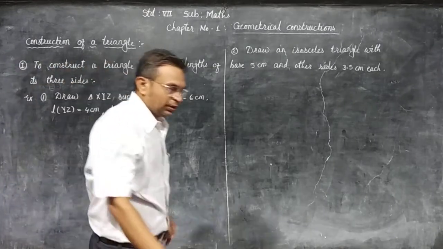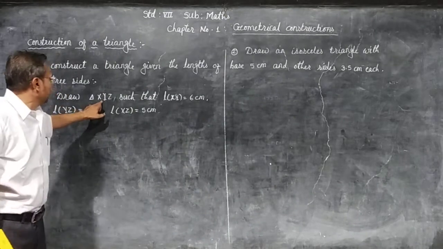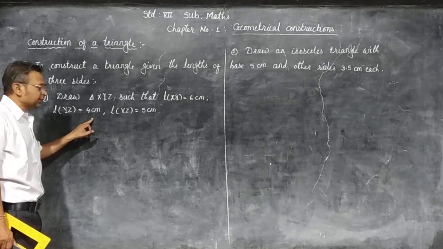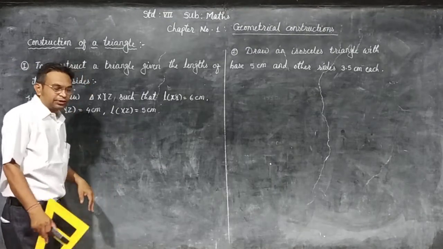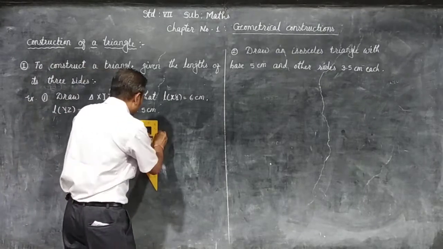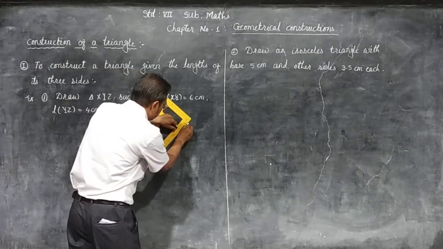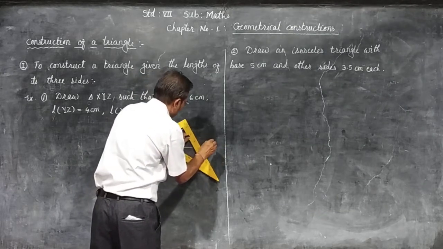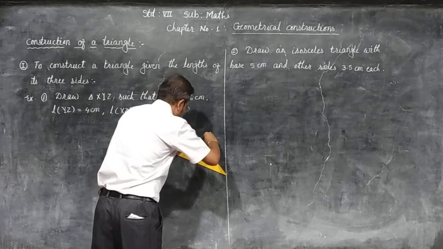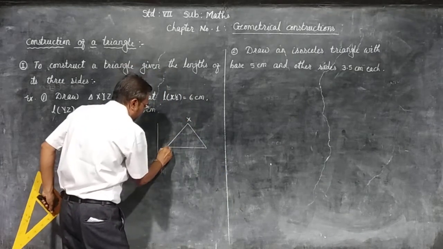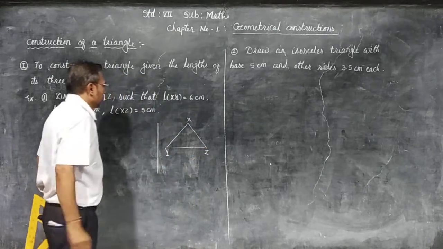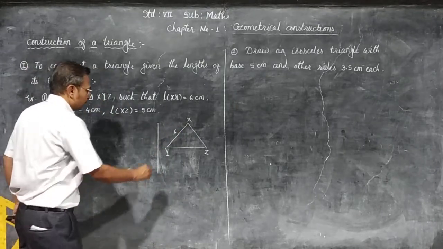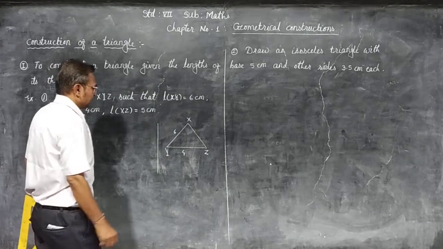First example, draw triangle XYZ such that length XY 6 cm, length YZ 4 cm, and length XZ 5 cm. First we will draw a rough diagram of triangle XYZ. This is a rough diagram. X, Y, Z. Now length XY 6 cm, YZ 4 cm, and XZ 5 cm.